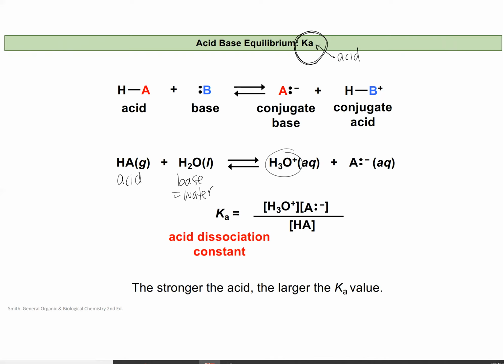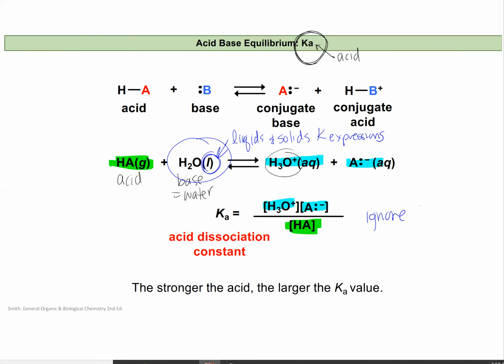If we want to write out our equilibrium constant for this, remember we start with our products on the top. The concentrations of our two products are multiplied together, and then divided by the concentration of the reactants. Now we only include HA. We don't include water because it's in a different phase. Water dissolved in water isn't actually aqueous, it's a liquid. So we're going to ignore liquids and solids in our K expressions, and make sure that we ignore the water concentration.